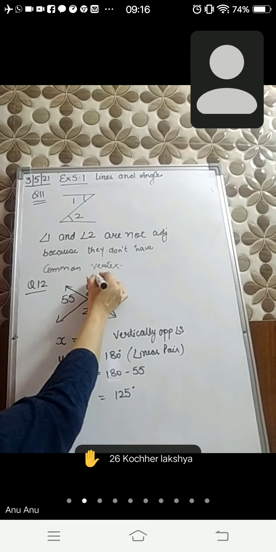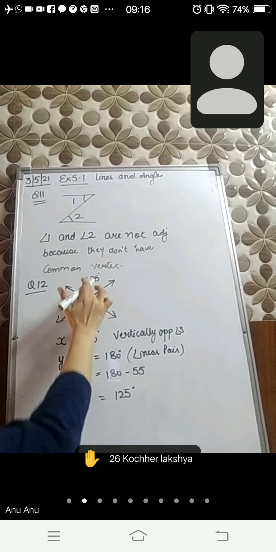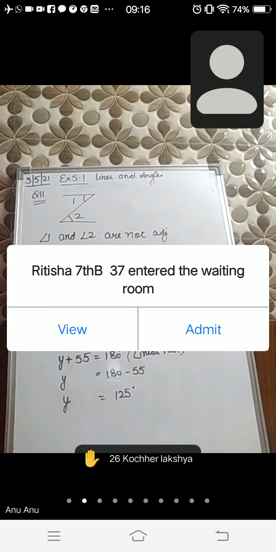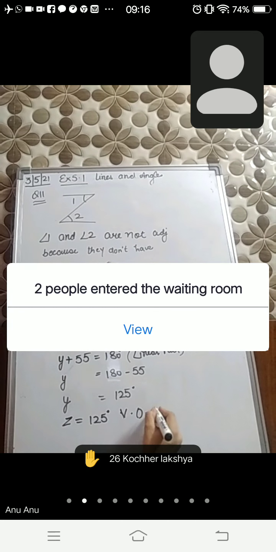If this angle is 125, can we say that these two angles are equal because they are vertically opposite angles? So you can directly write Z is equal to 125, vertically opposite angles. I have written the short form. Please all write the full form, vertically opposite angles.